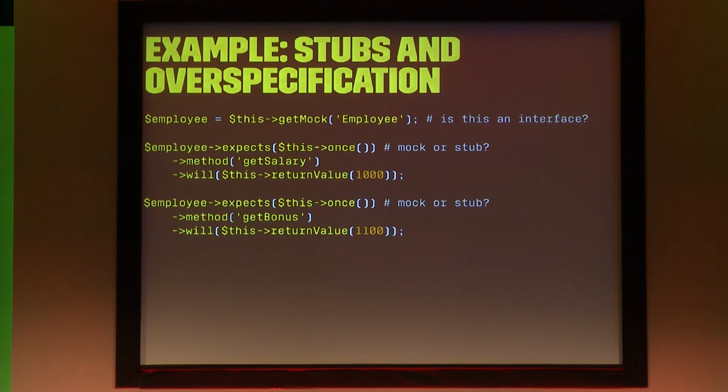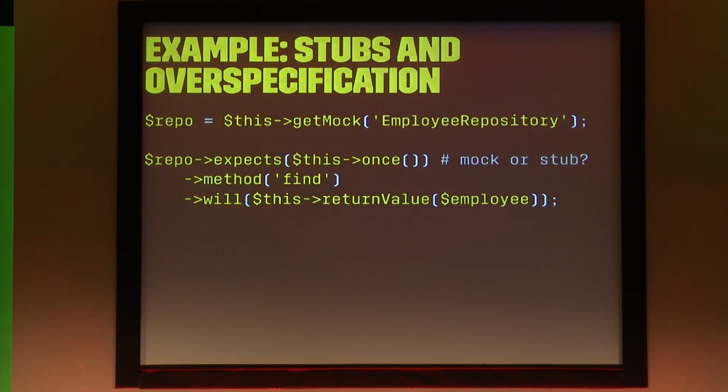First one, they're mocking an employee, and they're mocking a couple of getters. So not only are they mocking it, they're expecting calls once. You're only allowed to call the getter once. I don't know why. But they're also, is it really necessary? Can't we just create an employee with a salary and a bonus?